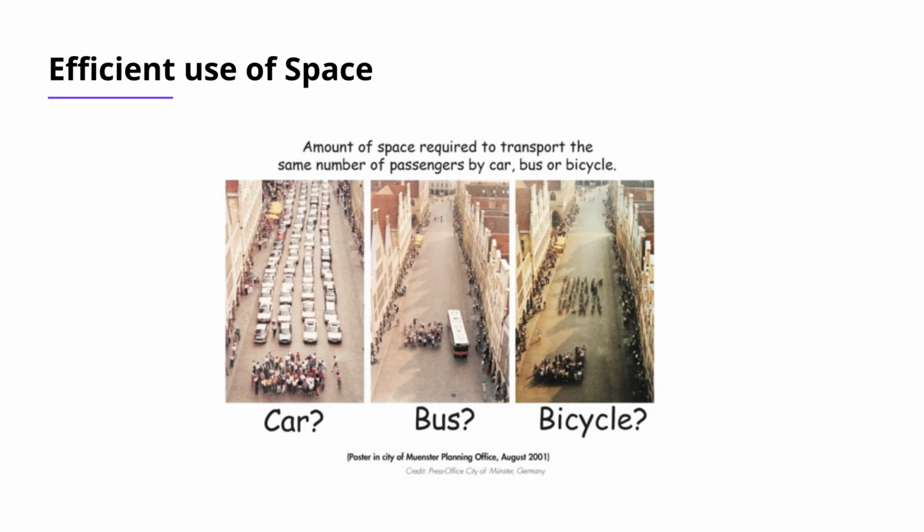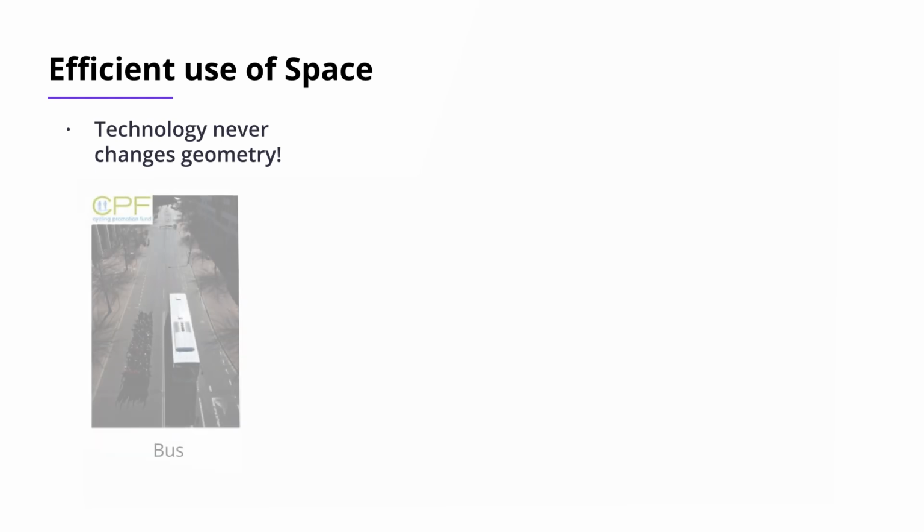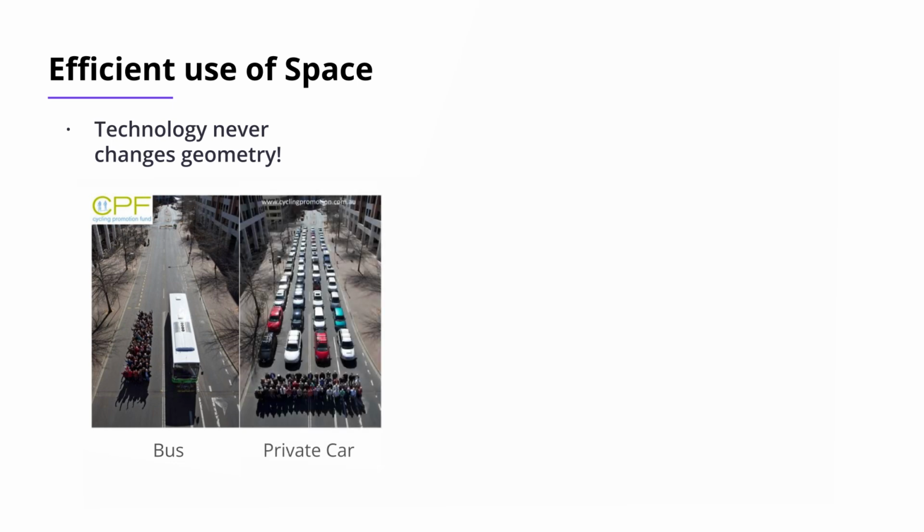Finally, there's the efficient use of space. Many people have seen an image like this one that compares how much space in a street 60 people take if they are all in a car, if they're all on a bus, or if they're all on bicycles. The thing to remember about this is that this is a geometric fact, and technology never changes geometry. Here's how much space these people take if they're all on a bus. Here's how much space they take if they're all in private cars.